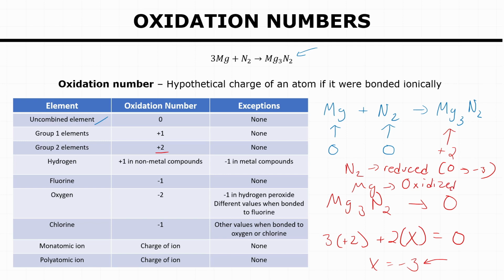I don't know if I spelled that right. Oxidized, I think. So 0 to +2. So nitrogen is reduced and magnesium is oxidized. I feel like that looks wrong, but I think it's right.